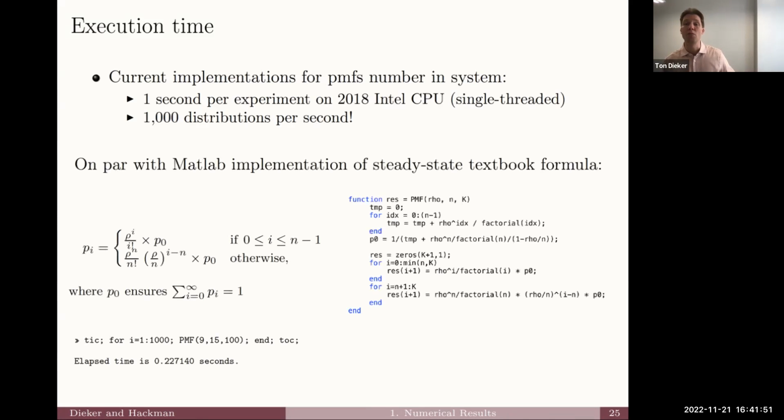Now, because it was motivated by student projects, let's compare this to a textbook formula that a student might implement in MATLAB, as you can see at the bottom of this slide. And you see that execution time is pretty much on par. It's a factor of 4 to 5 difference. So you can think of QPLEX as a supercharged formula.